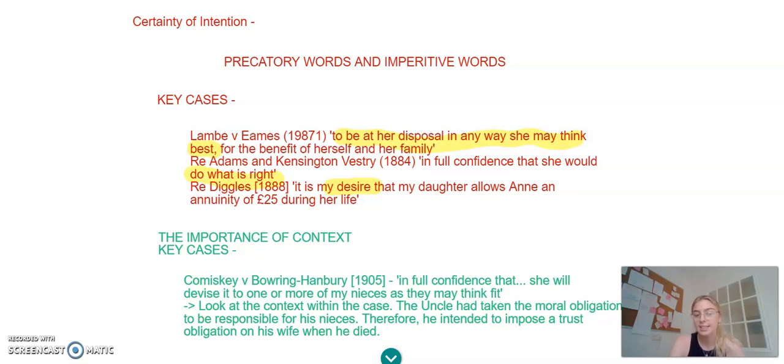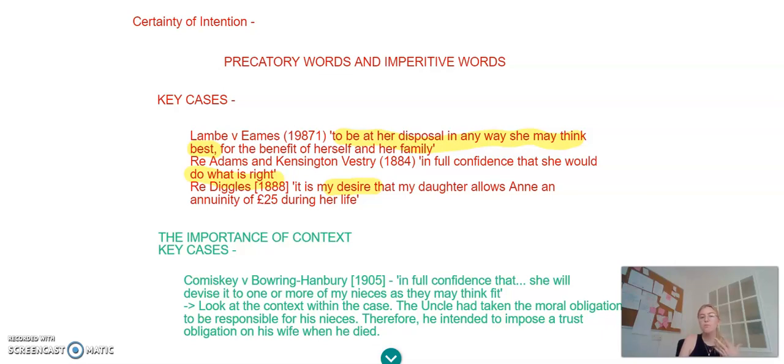The key cases here, well, the key case is Comiskey and Bowring-Hanbury, which says, in full confidence that she would devise it to one or more of my nieces as they may think fit. So immediately you think, well, this is similar to the other ones. This is using precatory language. However, the House of Lords sat down and looked at the context within the case.